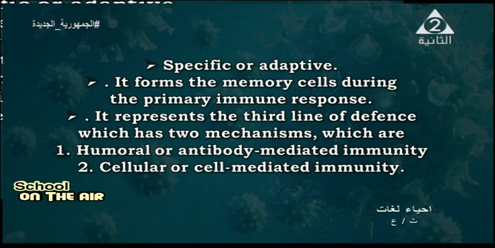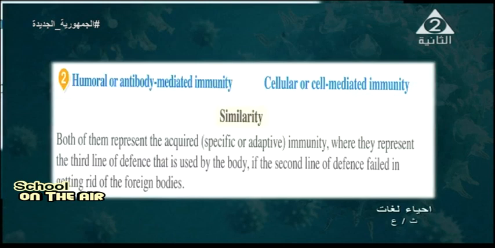First line: skin, cilia, gastric juice, tears, and the wax found inside your ear. The second line, we talked about the antibodies. The third line of defense has two mechanisms, humoral antibody-mediated and cellular cell-mediated immunity.